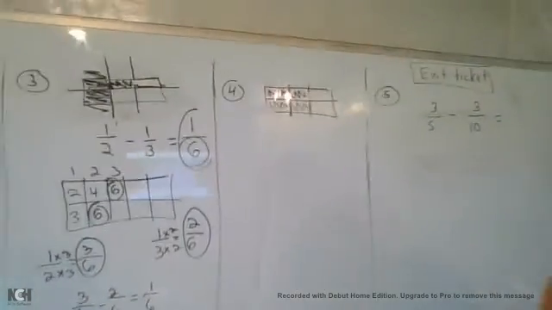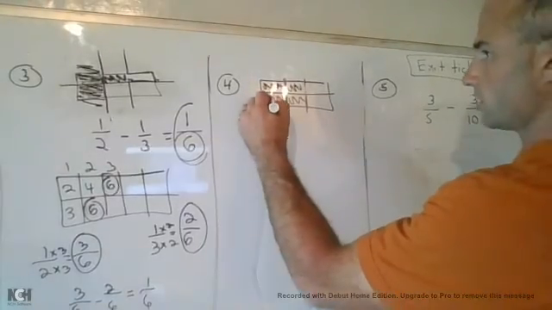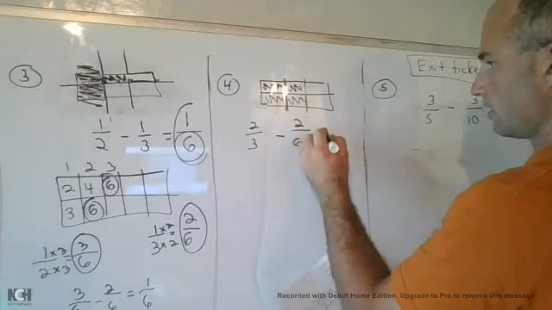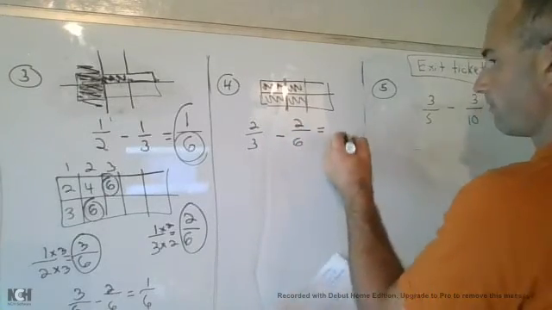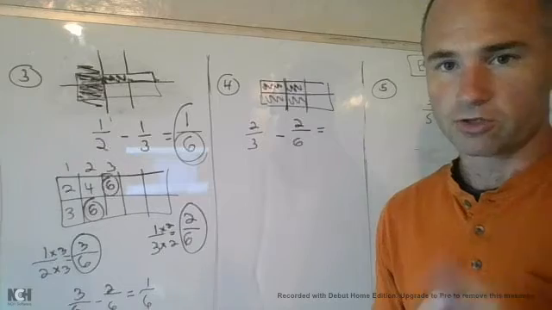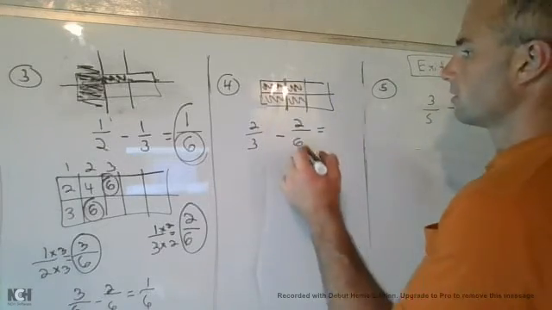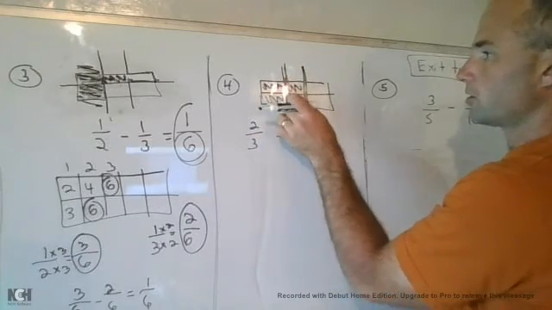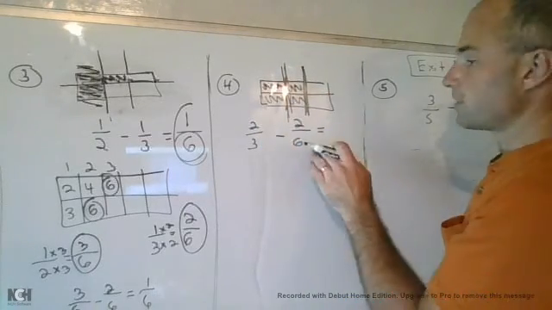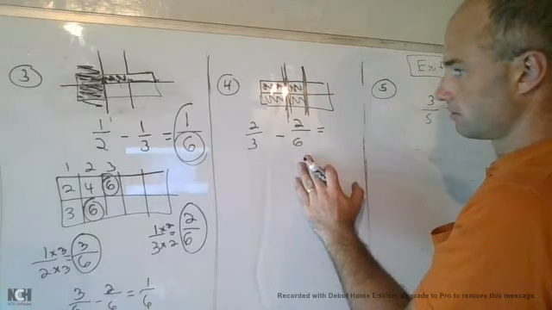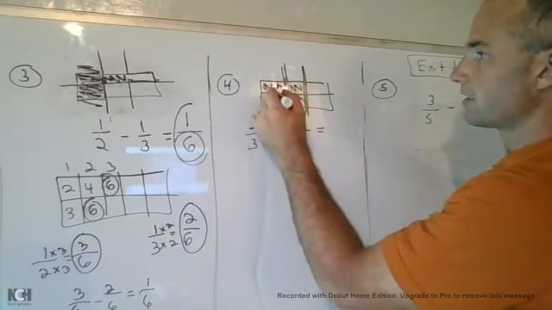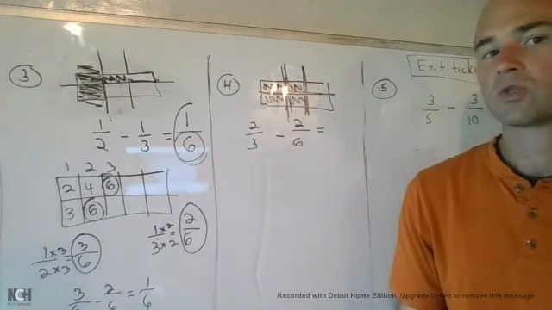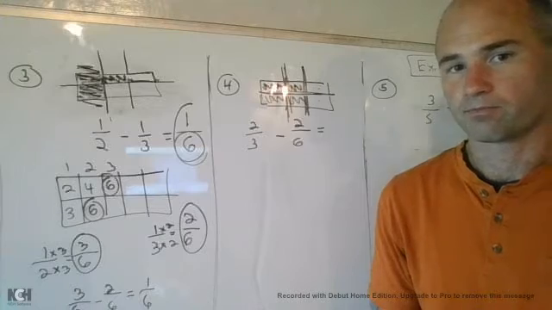Number 4, I'm going to have you do this all on your own just to see, more or less, if you make the mistake, if you can learn from it after I go over it, so you don't make it on the exit ticket. So I have 2/3, 1/3, 2/3, 3/3. I'm taking away 2/6. So I had to break this into 6 parts. 1, 2, 3, 4, 5, 6. Taking away 2/6. What am I going to be left?